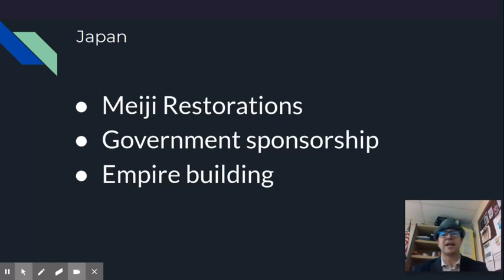All right, Japan also has a presence in this time period, but it is not as a colony. Japan is a big dog in this time period thanks to the Meiji restorations, which is modernization. It's westernization of Japan, getting rid of the samurai and modernizing. It is a time period where the government will sponsor industry to make sure that it thrives.